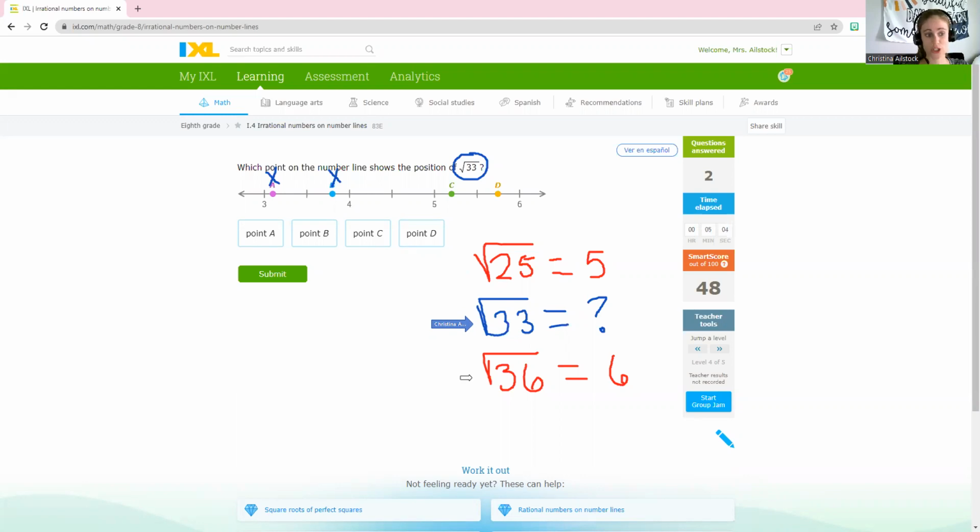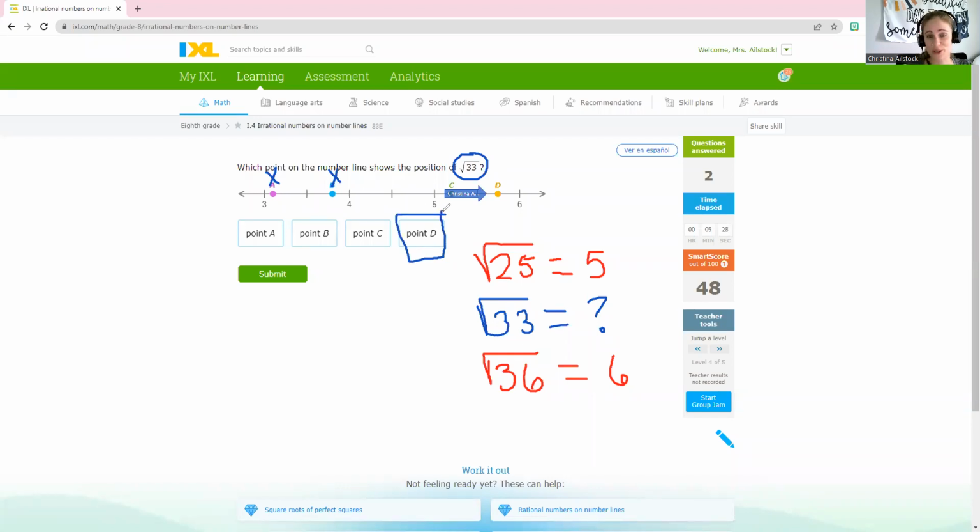It's closer to 36, meaning our approximate value as a decimal, or in this case on the number line, is going to be closer to 6 than it is to 5. And that would make our answer D, because D is closer to 6 than it is 5.